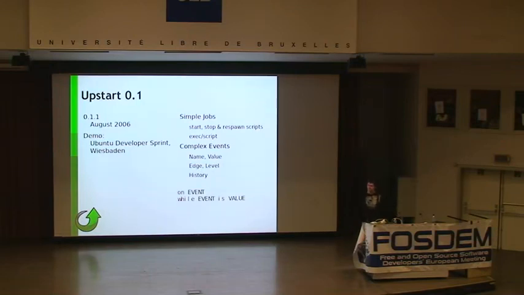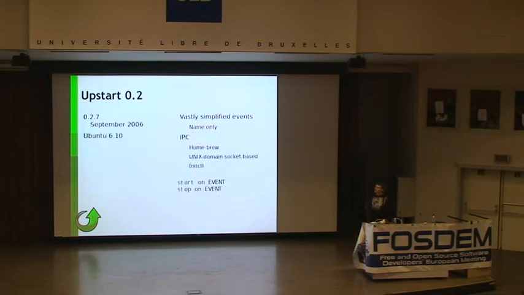It turned out to be far too complicated at the time, and it maintained a history of events and so on. And it had a syntax which would be altered by today's standards. Well, the version we first really released in Ubuntu was in Ubuntu 6.10, and that was 0.2.7. The event system was vastly simplified. So the event system is the core of Upstart, one of the cores of Upstart.